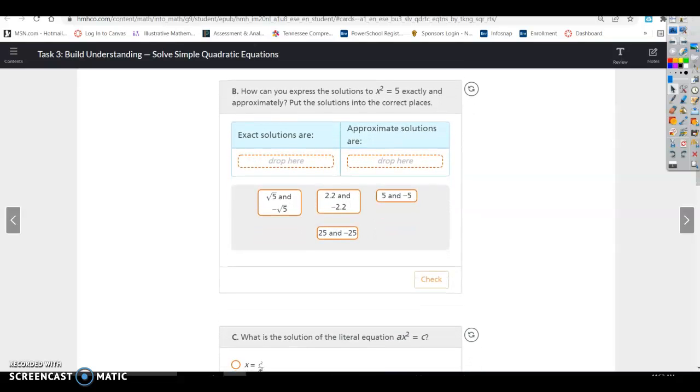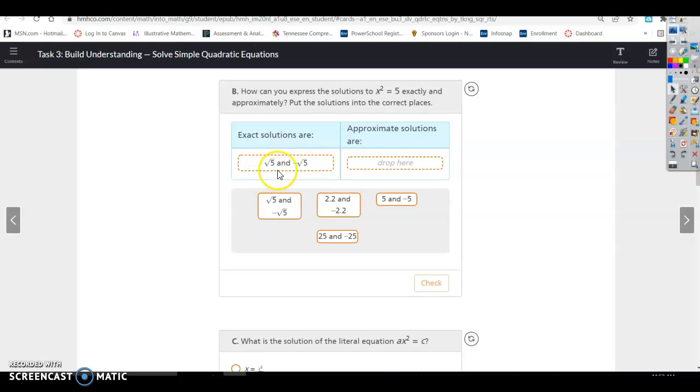How can you express the solutions x squared equals 5 exactly and approximately? Put the solutions into the correct placement. All right, so right here we're going to take the square root of both sides. So we're going to get plus or minus the square root of 5. All right, so those are the exact answers.